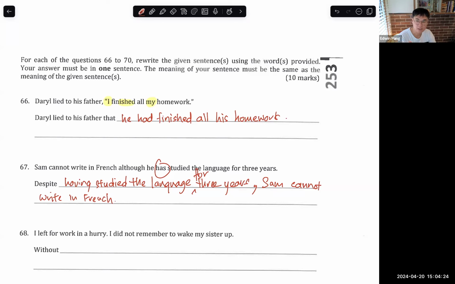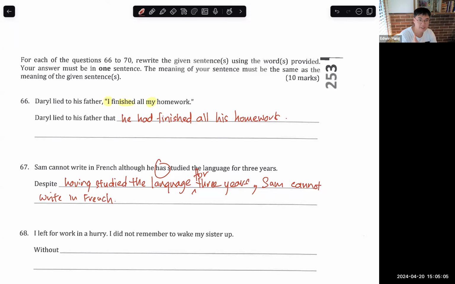So in this case, if I put studying the language versus having studied the language, which one is the same and which one is a change in the tense? Can you all see the change? Because if I remove the has, and then I just put studying, I've changed it from a perfect into a continuous, right? Versus if I say despite having studied, then I keep the perfect form, right? I don't change it. That means the has becomes having, it's still a perfect form. I have not changed the tense.